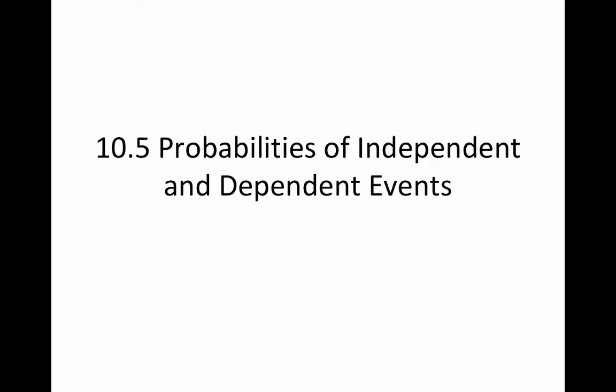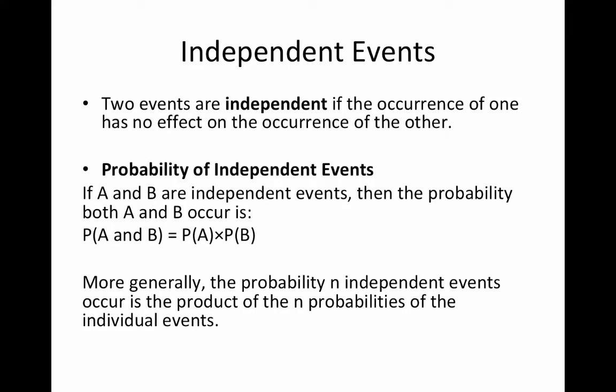Welcome to your Algebra 2 10.5 lesson on the probability of independent and dependent events. So what does it mean to have independent events? Well, two events are independent if the occurrence of one has no effect on the occurrence of the other. In other words, if you know one event occurs, the probability of the other event occurring doesn't change.